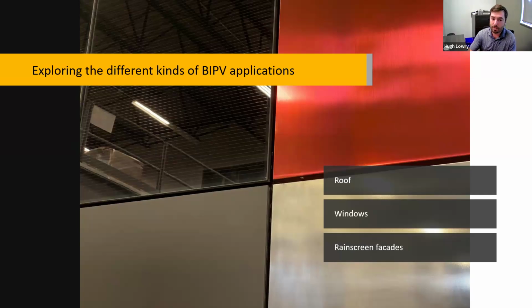Windows, pretty straightforward application here. You can basically just replace the glass in any window with a photovoltaic panel. They can be semi-transparent to allow some light through the window while still maximizing solar capture. And then finally, the last one we're here to talk about today is rain screen facades.